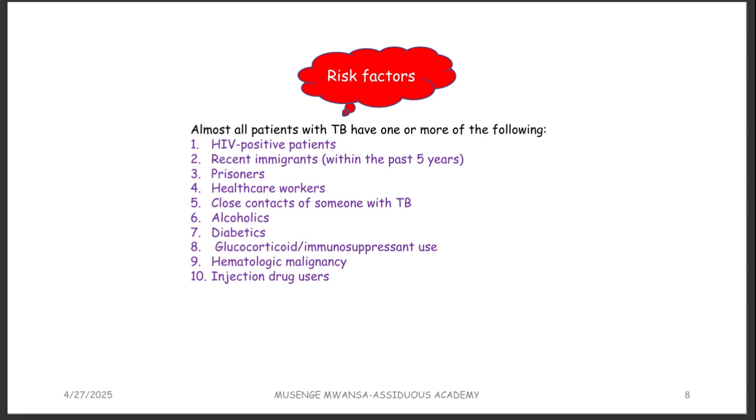You can of course ask if they've been in overcrowded places like the prisons. Boarding schools are also overcrowded, right? Healthcare workers, because they're in the hospital where there are a lot of people that have TB, are also very much exposed. If they've got someone with close contact, I mean someone that has TB who is their close contact, if they drink alcohol, they have diabetes, or they are taking any drugs that lower immunity, immunosuppressants.